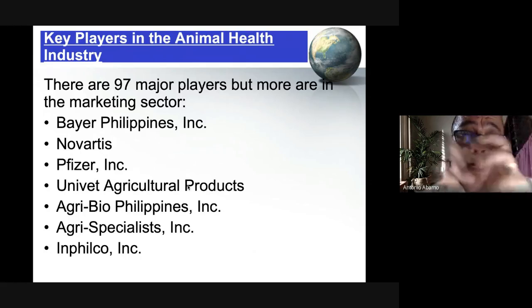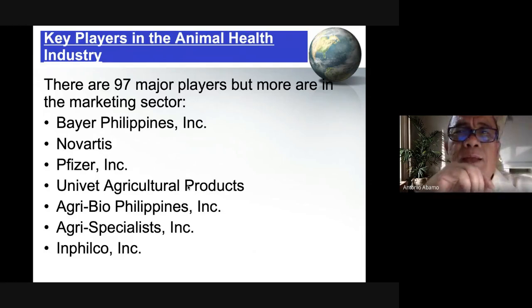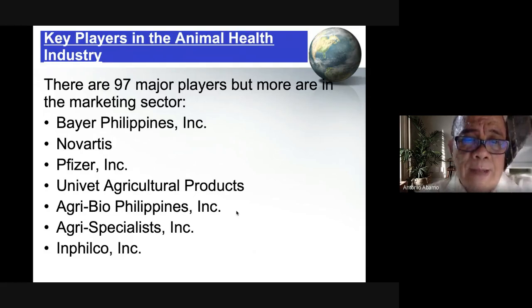In other words, nag-import lang, ibaligya diri sa ato. It's not common in the Philippines that major players are actually manufacturers also. Bayer Philippines, Novartis, Pfizer, these are multinational corporations. They just distribute the animal health product. We don't have, only if there are very few. Agribio maybe is manufacturing animal health products for the Philippines, but most major players are actually producing these biologics and other animal health products in other countries, and we just have to import them.